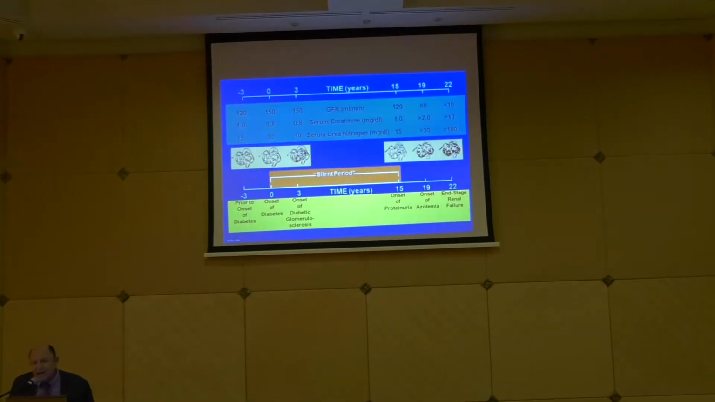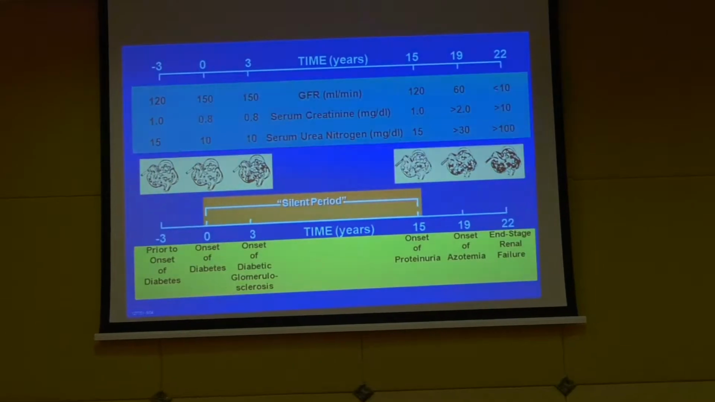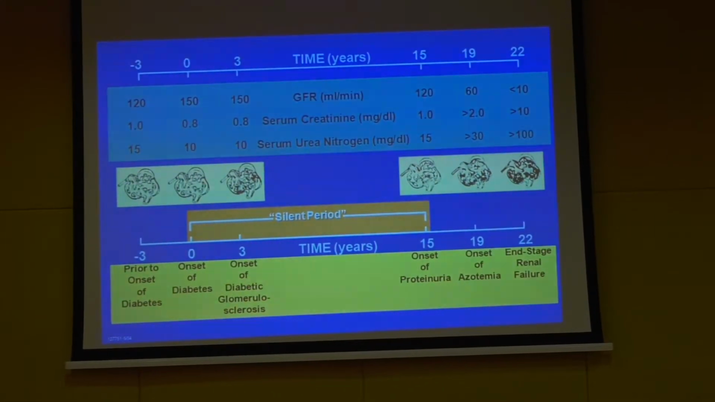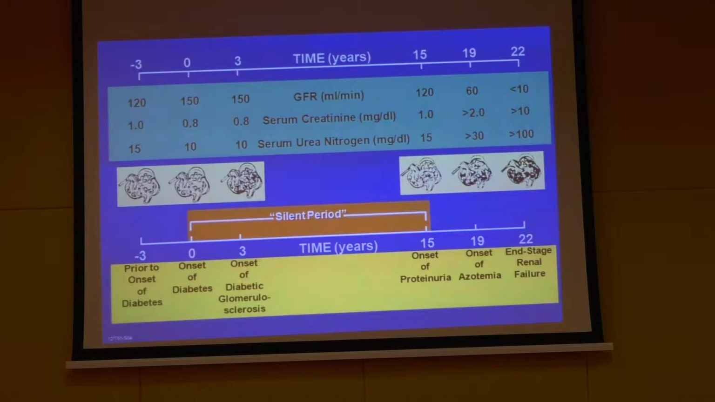So I drew this slide some 30 years ago, and I think it actually still is the most appropriate description of what goes on in people with diabetic nephropathy. At the time you make the diagnosis of diabetes here at time 0, there are no clinical or laboratory clues that's going to tell you who's going to develop diabetic nephropathy and who is not. So you look at the glomerular filtration rate, it's 150, looks normal, creatinine looks normal. But in fact, these numbers are not normal.